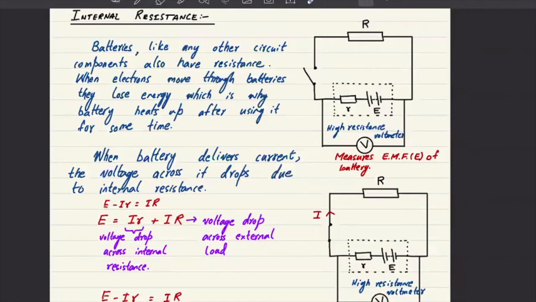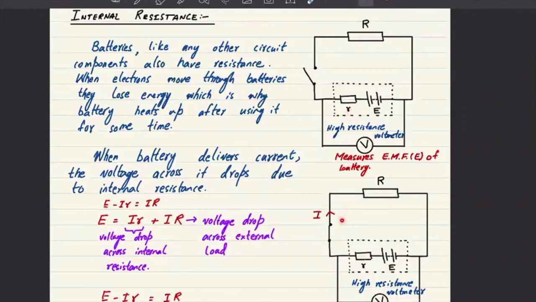If you measure the voltage across the terminals of the battery here, or you measure the voltage across the terminals of the battery here, you'll get different values. The first thing you need to understand is that you'll get a higher value here and a lower value over here. Why would you get a higher value here? Because there's no drop occurring across the internal resistance. Why is there no drop occurring across the internal resistance? Because there's no current flowing, and voltage drop is only V equals IR. If there's zero current, there's no voltage drop.